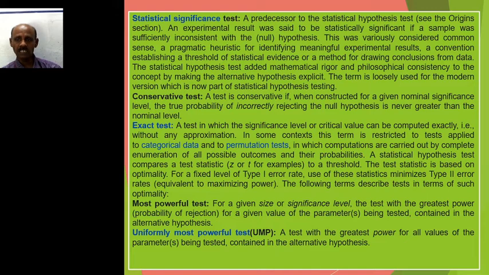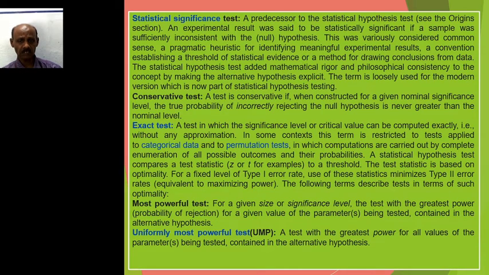This was variously considered common sense, a pragmatic heuristic for identifying meaningful experimental results, a convention establishing a threshold of statistical evidence, or a method of drawing conclusions from data. The statistical hypothesis test added mathematical rigor and philosophical consistency to the concept by making the alternative hypothesis explicit. The term is loosely used for the modern version, which is now a part of statistical hypothesis testing.